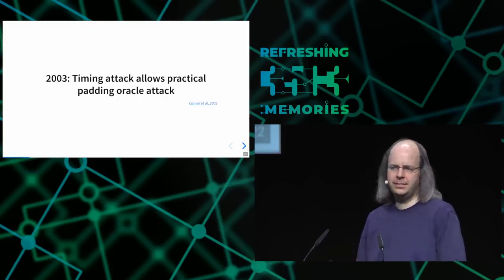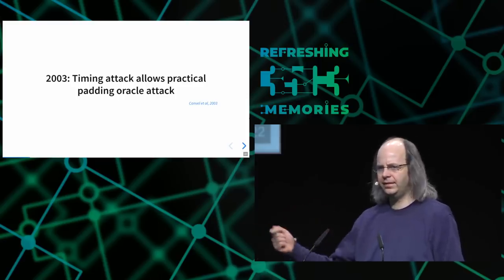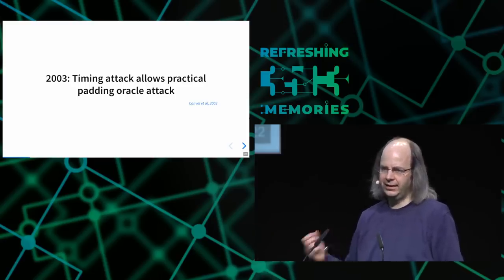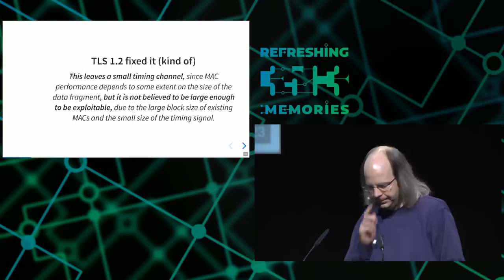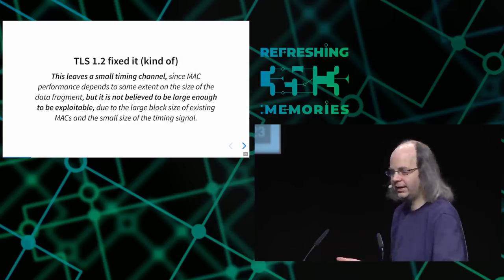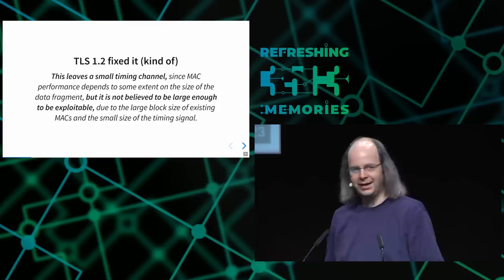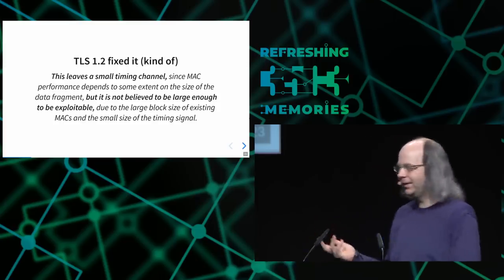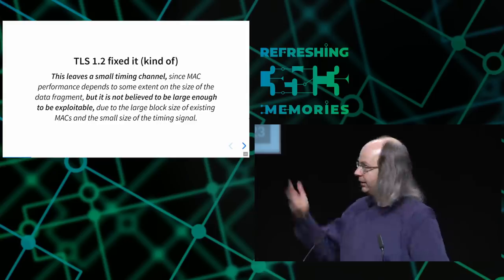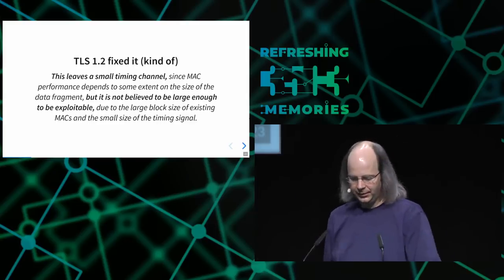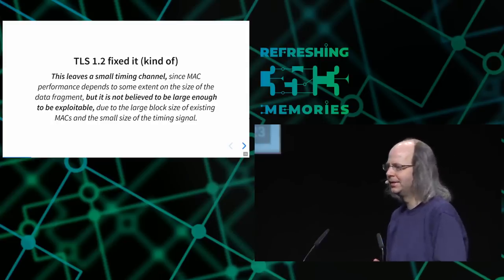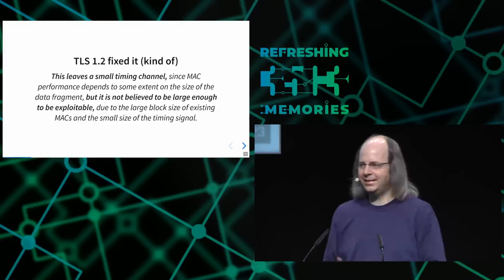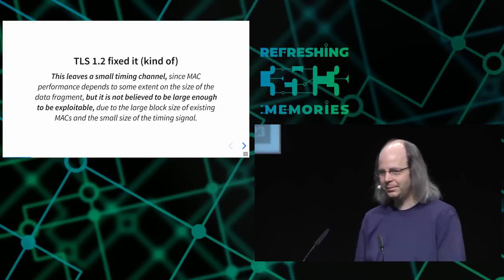But then there was a later paper which made this attack practical by measuring the timing difference from these different kinds of errors. And this allowed practical decryption of TLS traffic. Then in later versions of TLS, this was fixed, or kind of fixed. But there's a warning in the standard which says, right from the standard text, this leaves a small timing channel, but it is not believed to be large enough to be exploitable. If you read something like that, it sounds maybe suspicious, maybe dangerous.